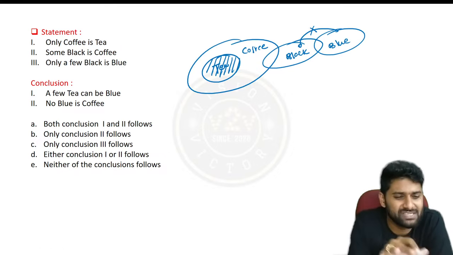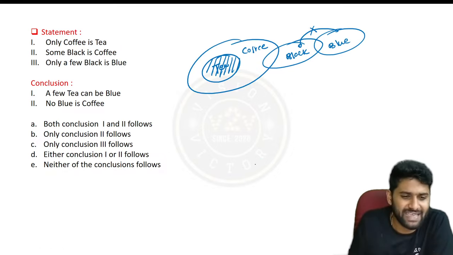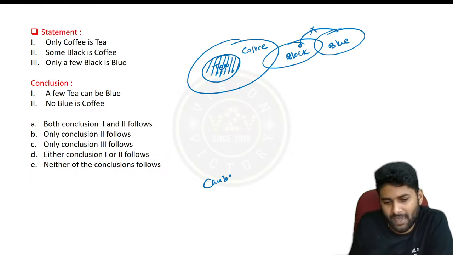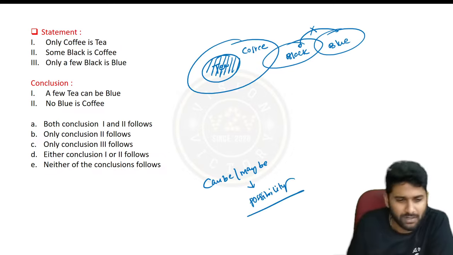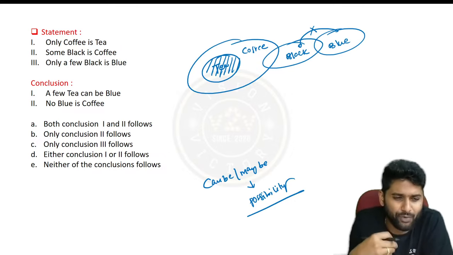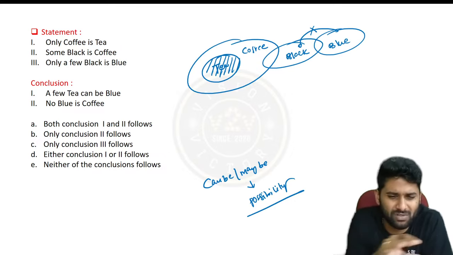Now just check with these conclusions. Guys, "can be" and "maybe" - both these words are a part of possibilities. Now you just check it out. A few tea can be a blue. Is it possible? Not at all possible.